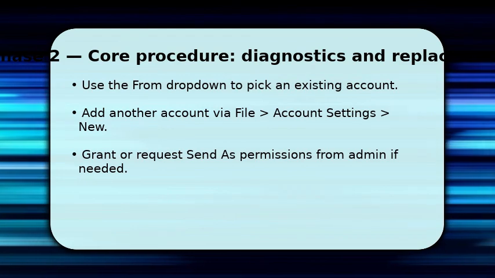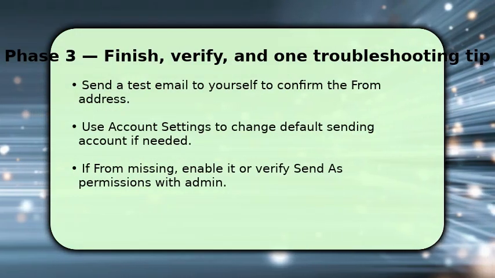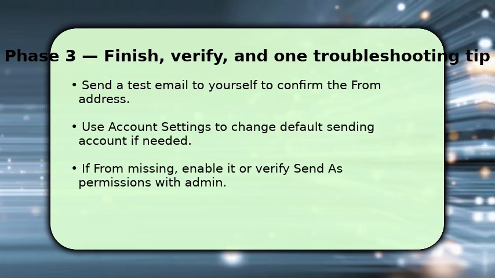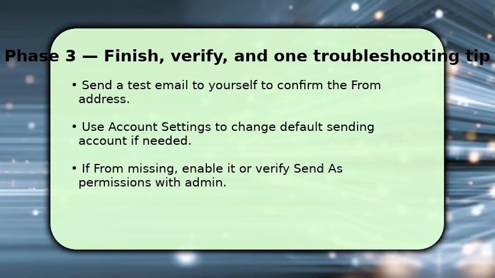Now finalize by composing a test message and choosing the new From address, then send it to yourself to confirm how recipients see the sender. If you prefer this as your default, go to File Account Settings, select the account, and click Set as Default.